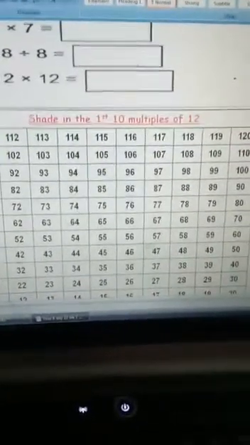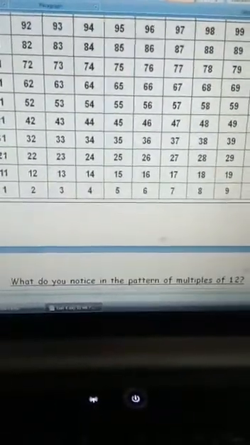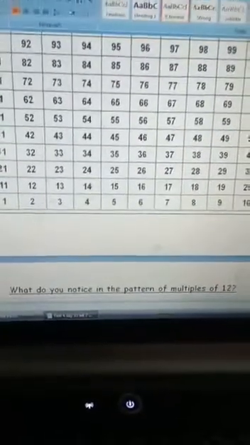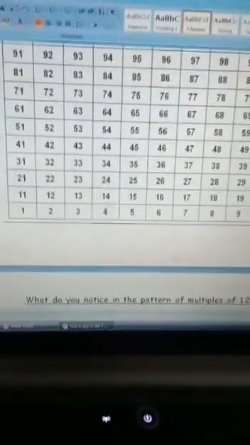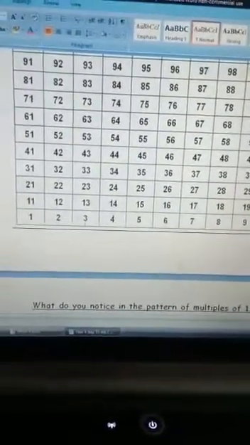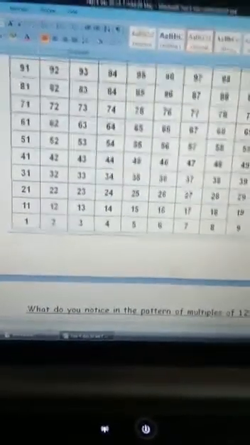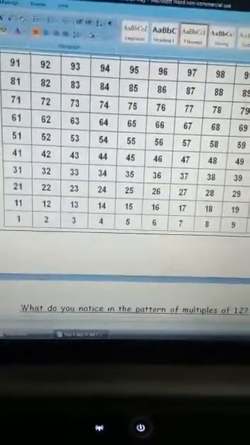So if you can shade in the first 10 multiples of 12 in this 1 to 120 grid, and see if you can notice any patterns. What do you notice in the patterns? Okay, do the numbers shaded in the multiples of 12 have something in common? So look carefully at the pattern.